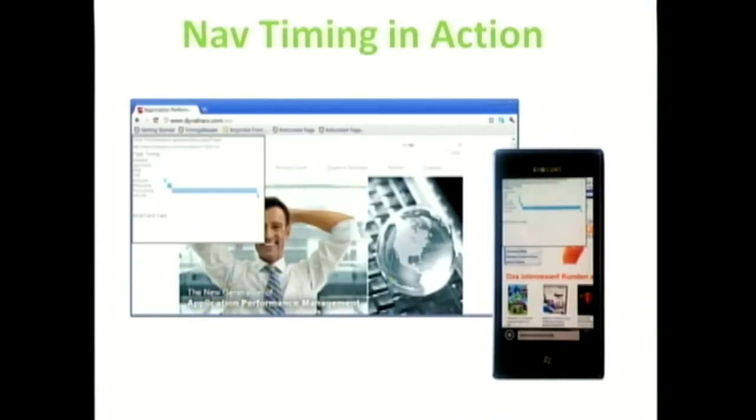And here you have two pictures in action. One is showing navigation timing in Chrome, and the other one is on a Windows mobile phone. I actually had to take a real photo here because I don't know how to make screenshots on this phone.